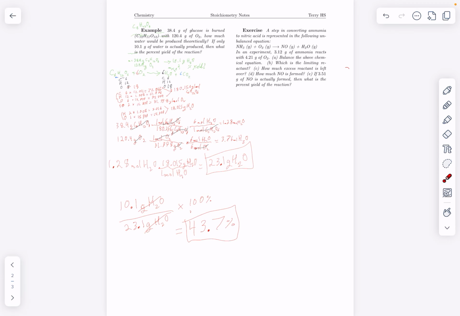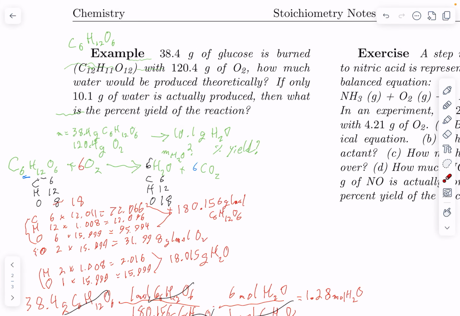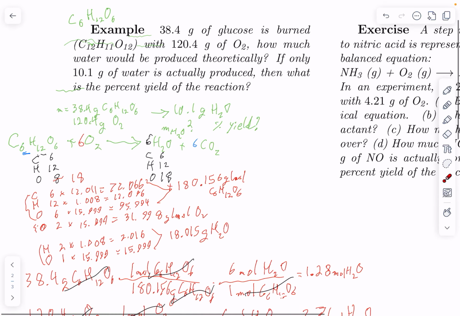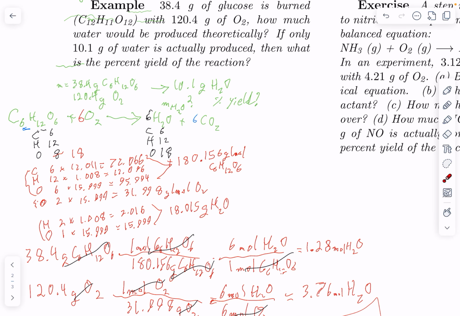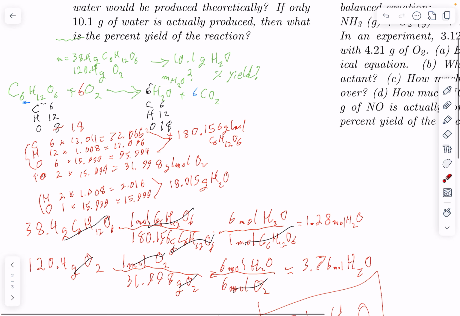Okay, so let's talk about the example in the back of the paper. The chemical formula for glucose, by the way, is C6H12O6. Okay, so 38.4 grams of glucose is burned with 120.4 grams of oxygen. How much water would be produced theoretically, and how much is produced if 10.1 grams is actually produced.